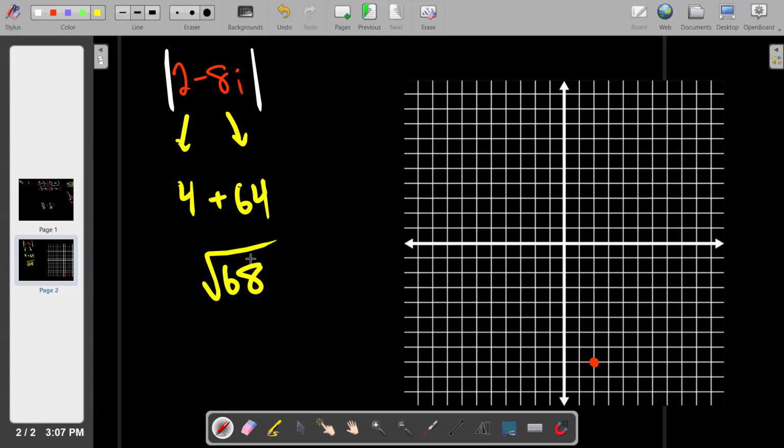Does that answer your question? Yeah. The graphing part of this, I mean. You want to practice a little bit?